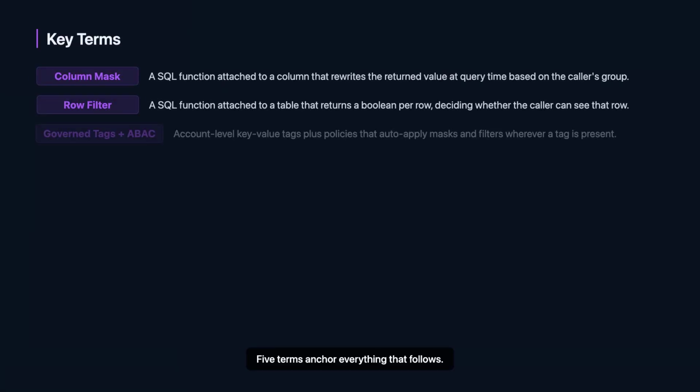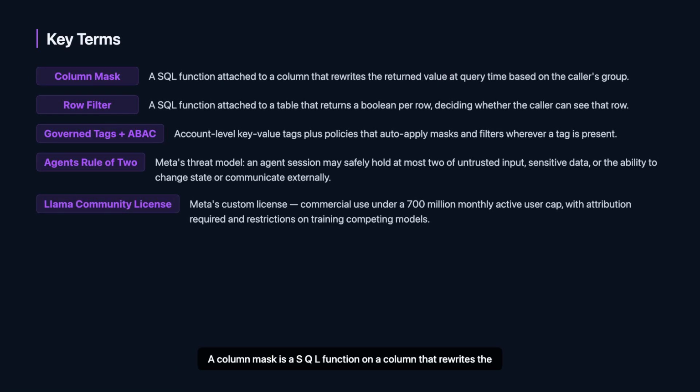5 terms anchor everything that follows. A column mask is a SQL function on a column that rewrites the returned value at query time, based on who's asking. A row filter does the same on rows, deciding whether the caller sees the row at all. Governed tags plus ABAC let you label data once, and have policies apply masks and filters wherever those tags appear. The agent rule of 2 is Meta's threat model: at most 2 of 3 properties in one agent session. And the Llama community license is Meta's custom license, with a monthly active user cap and attribution rules we'll get into.